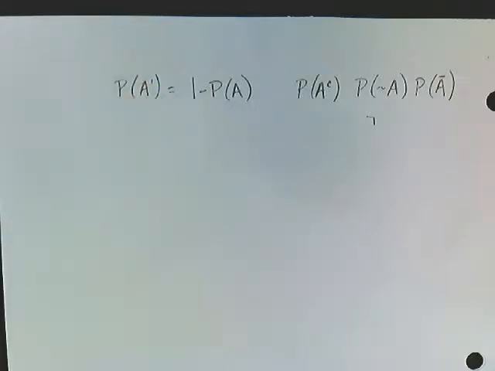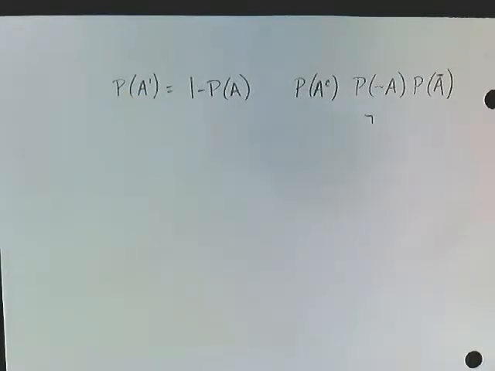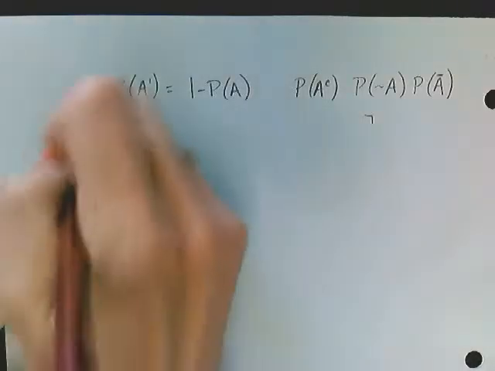So sometimes it's a lot easier when you're trying to find the not of something to use that as opposed to trying to add up all the other probabilities. So we'll look at a couple examples like that.